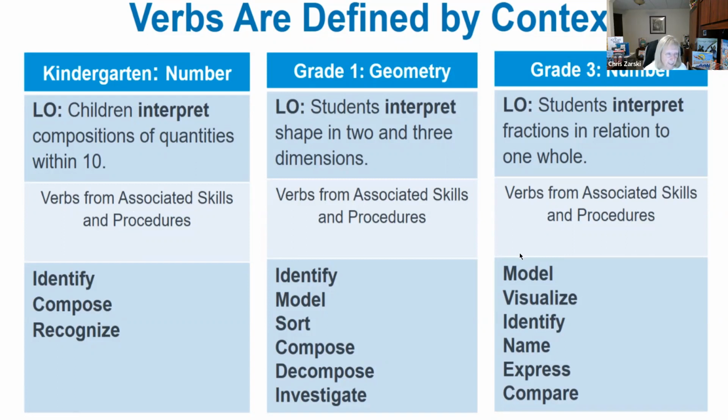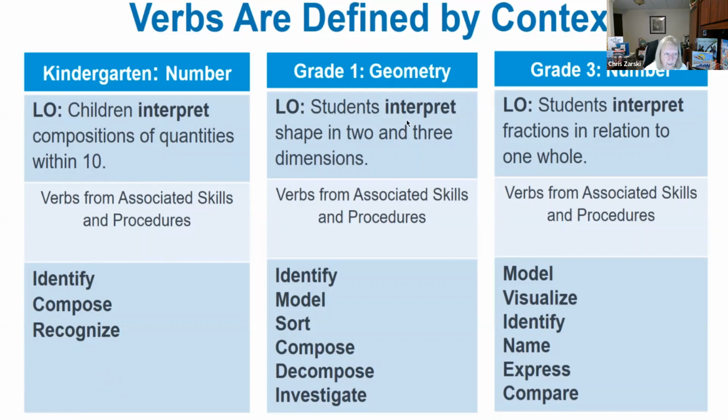And so you have 3 examples that are given here. I'll just do the first one. Children interpret composition of quantities within 10. So I might identify different quantities. I might compose, decompose. I might recognize, supersize, right? These are all the pieces of interpreting quantities to 10.